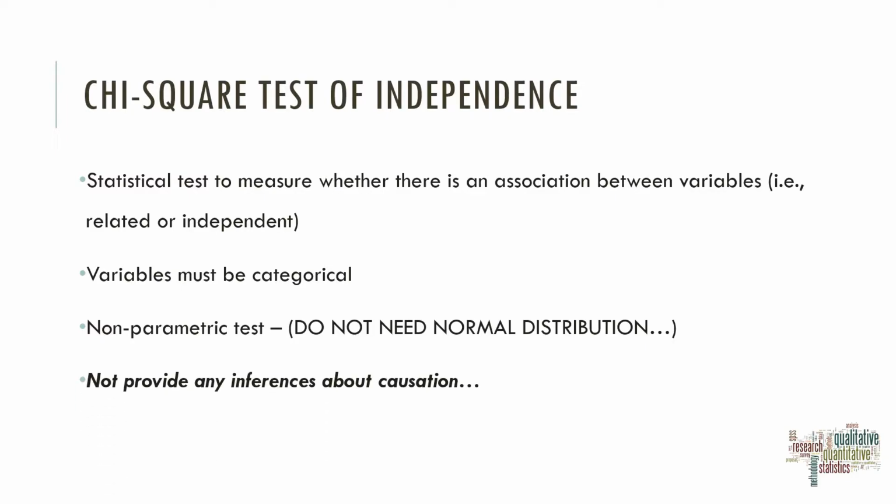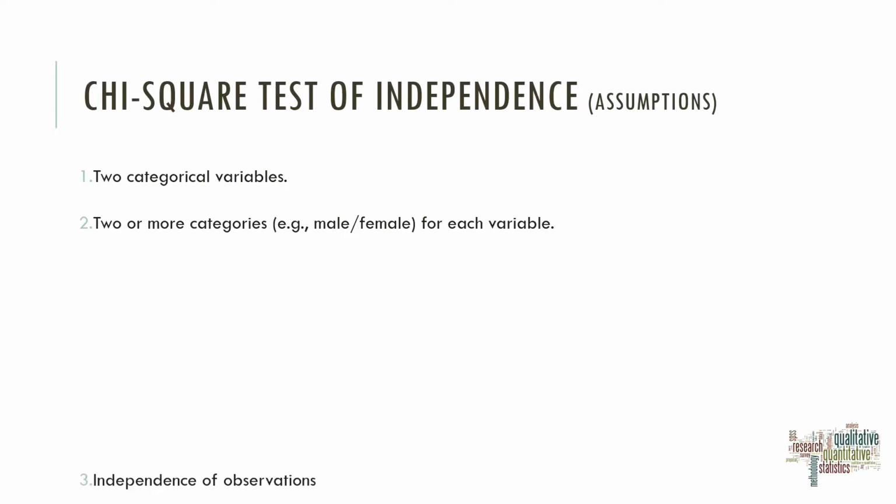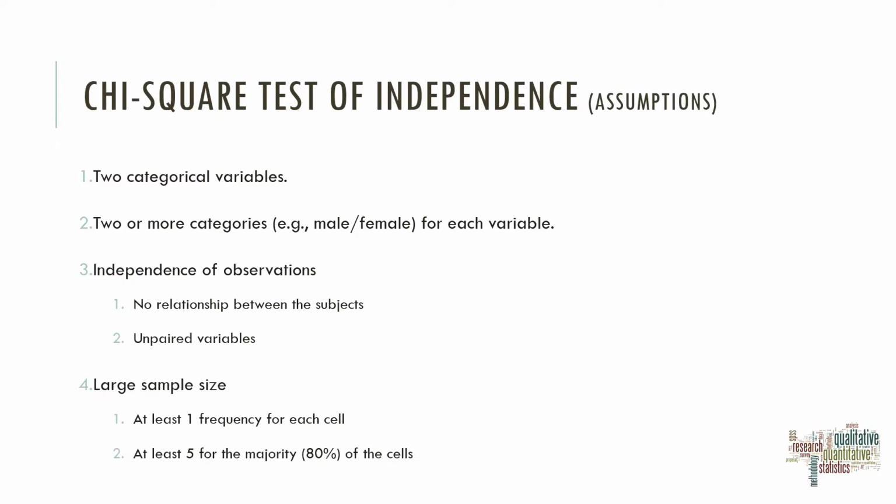However, there are some assumptions regarding the chi-square test. The variables must be categorical. It will need 2 or more levels for each variable. For instance, if we have a sex or gender variable, we may have two levels, such as male or female. And we expect the observations to be independent. We expect that there isn't any relationship between the subjects and that the variables are not paired. Also, we expect a large sample size, at least 1 frequency for each cell, and at least 5 for the majority, 80% of the cells.